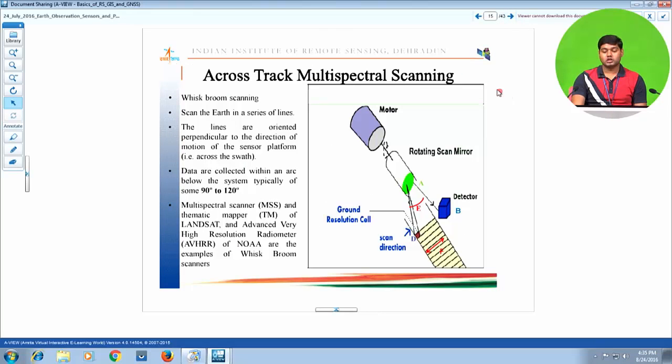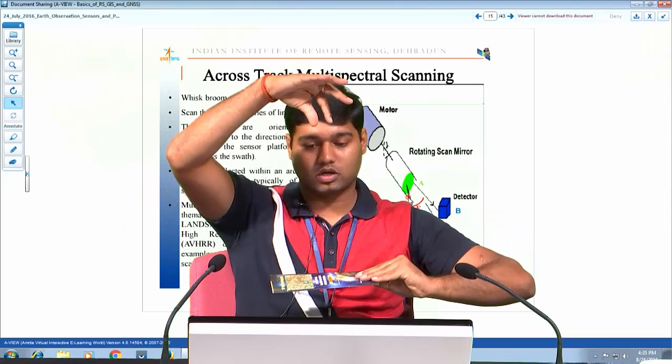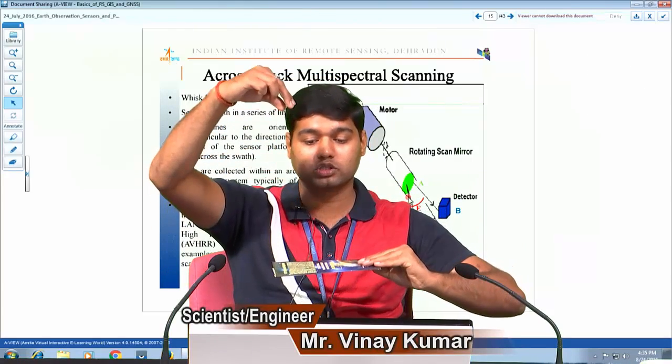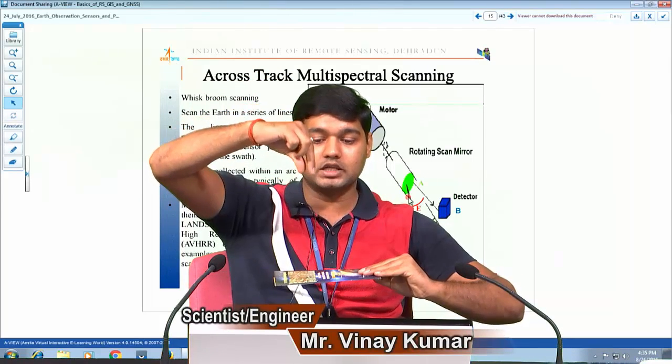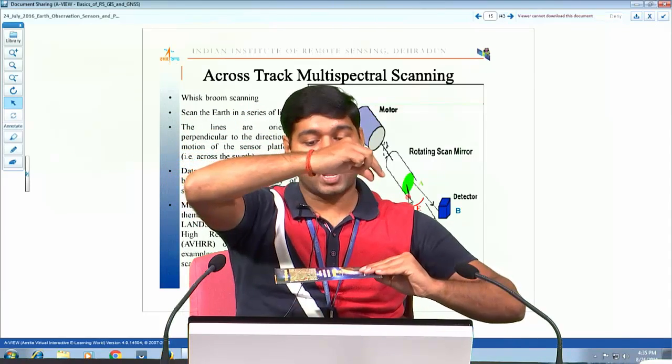Now coming to cross-track multispectral scanning. Most of your remote sensing sensors use two types of multispectral scanning, either cross-track or along-track. So what is a cross-track multispectral scanner? The other name of a cross-track multispectral scanner is whisk broom scanner. Now why is it called a whisk broom scanner? In this whisk broom scanner, you have a rotating scan mirror. So in this rotating scan mirror, what is actually happening? Suppose this is the swath, this portion has to be covered by your sensor. The rotating scan mirror scans the area pixel by pixel, moving across the swath.